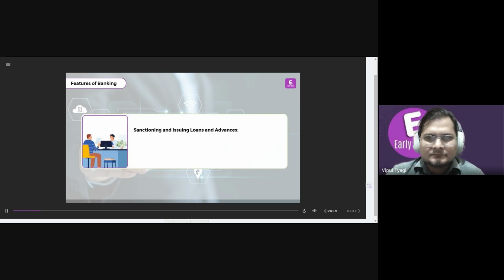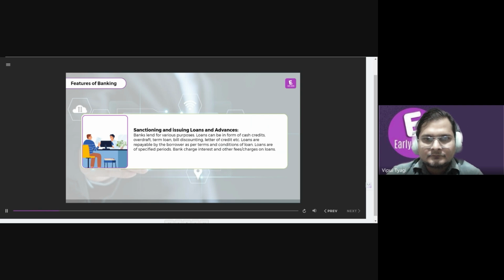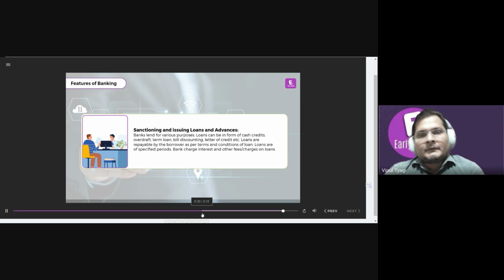Sanctioning and issuing loans and advances. Banks lend for various purposes. Loans can be in the form of cash credits, overdraft, term loan, bill discounting, letter of credit, etc. Loans are repayable by the borrower as per the terms and conditions of the loan. Loans are of specified periods. Banks charge interest and other fees or charges on loans.